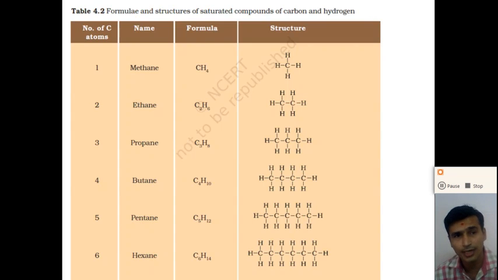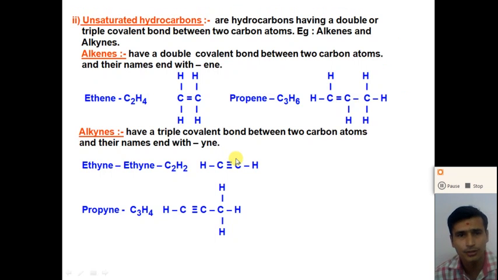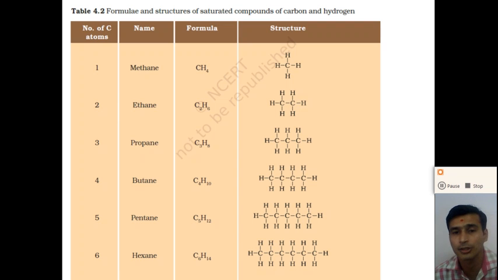So you can write the structure of methane, ethane, propane, butane, pentane and hexane. Similarly, you can write the structures of the unsaturated hydrocarbons ethene, propene, butene, pentene, hexene, right? In the structure of an alkene, you have to make a double bond between two carbon atoms. You can make a double bond between any two carbon atoms, but you must satisfy the valency of the carbon atom. One carbon atom has a valency of 4, right?